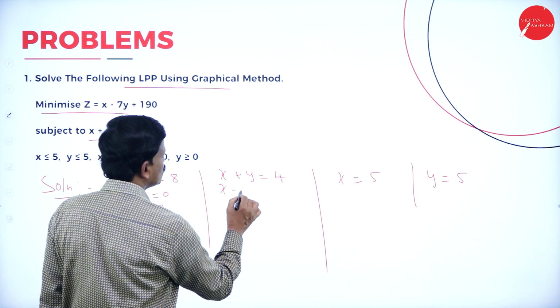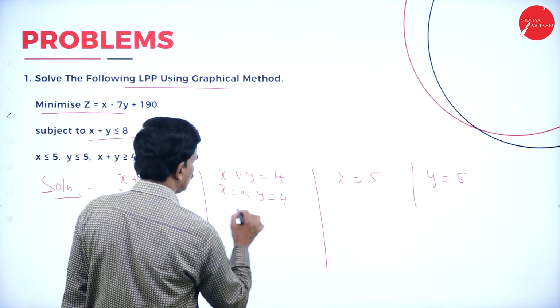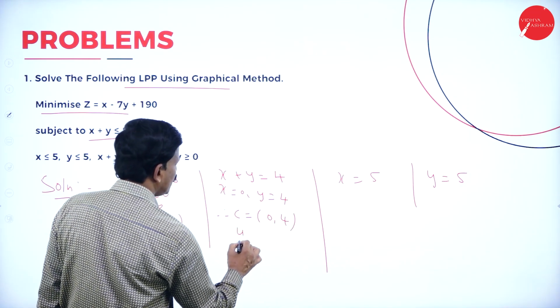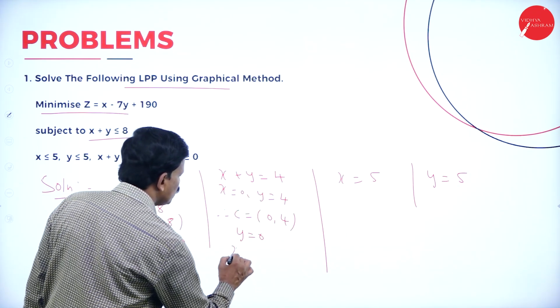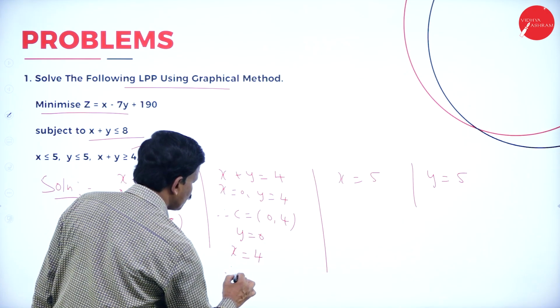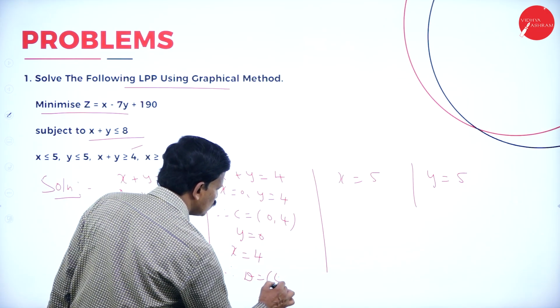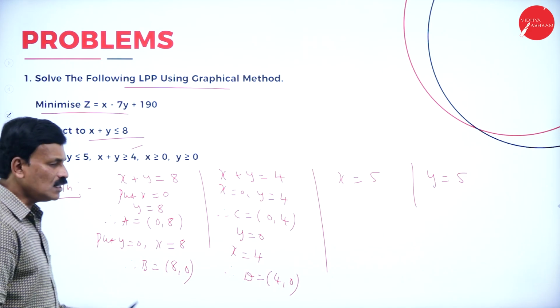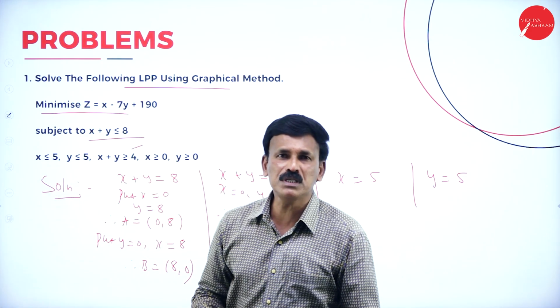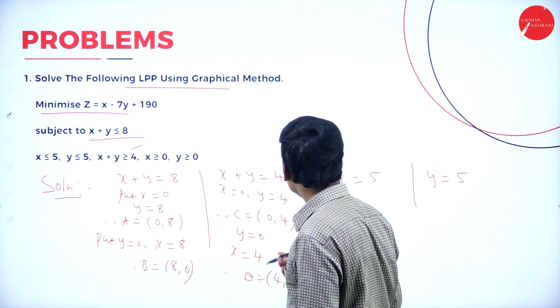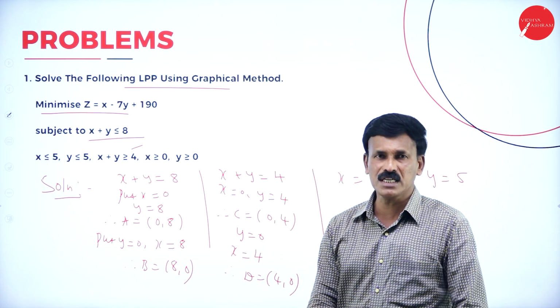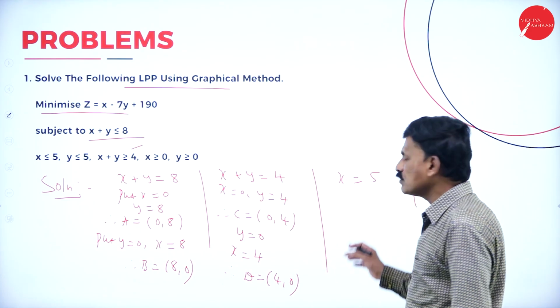Similarly, if you put x is equal to 0, you will get y is equal to 4. Therefore, C is equal to 0, 4. Again, put y is equal to 0. You will get x is equal to 4. Therefore, the other coordinate D is 4, 0. So, by solving these two equations, we get the values of A, B, C and D, the coordinates. Now here, what is given? The given condition is x is less than or equal to 5, meaning x is equal to 5.